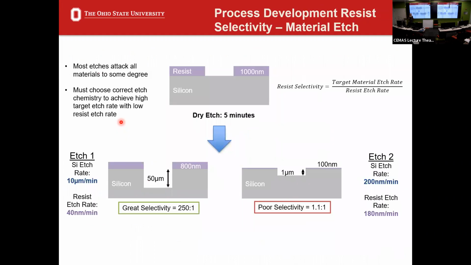So we talked about liftoff, which is an additive process. You deposit something, and then you leave that area that you deposited. The sort of opposite approach is to etch. That's a subtractive process. You put something down, and you etch it, and you leave only the areas that you want that are useful for the device.